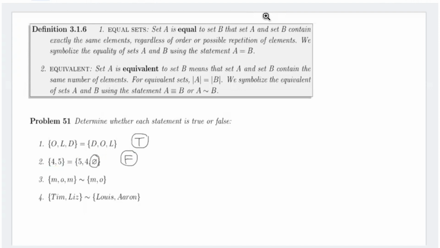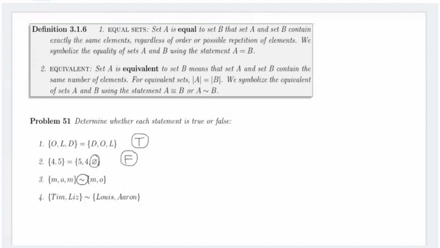Let's look at number 3. The notation of this is the equivalent notation. Set MOM is equivalent to set MO. Now this time you look at the Cartan number. Look at the Cartan number. Set MOM equivalent to MO. Look at the Cartan number.